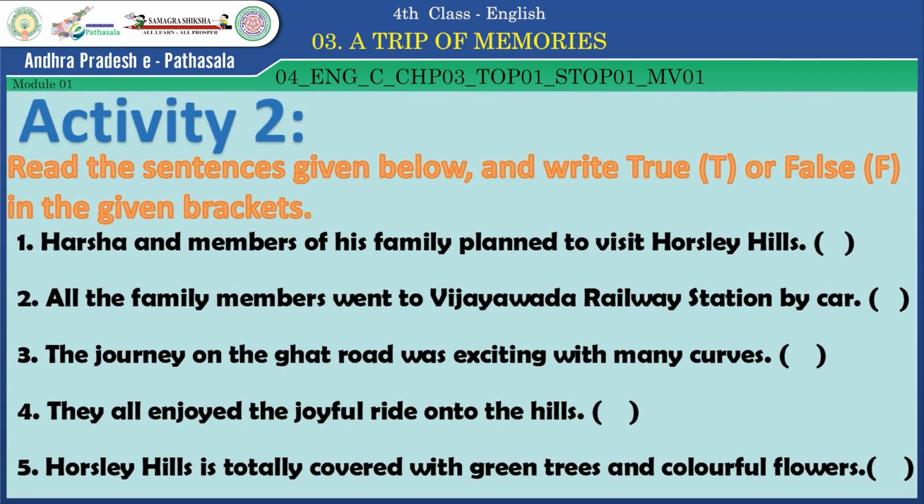Activity 2. Read the sentences given below and write true or false in the given brackets. Number 1. Harsha and members of his family planned to visit Horsley Hills. Number 2. All the family members went to Vijayawada railway station by car. Number 3. The journey on the Ghat road was exciting with many curves.